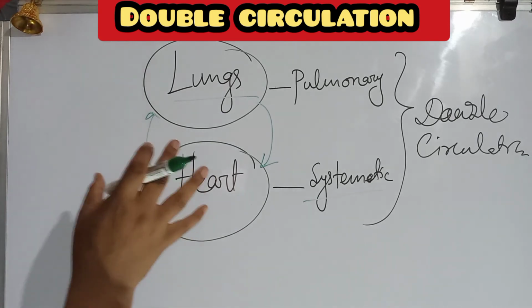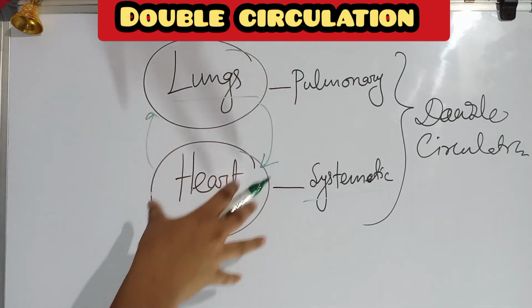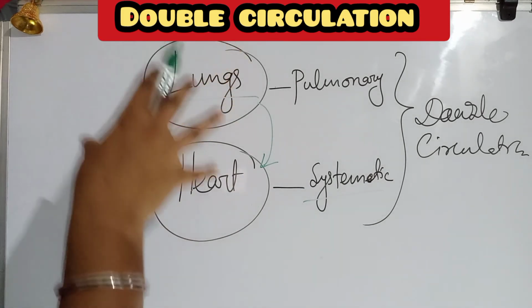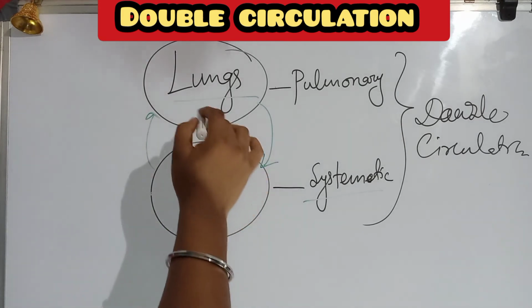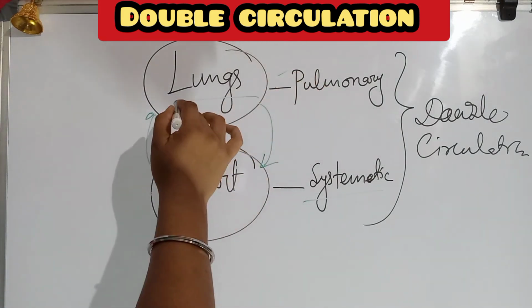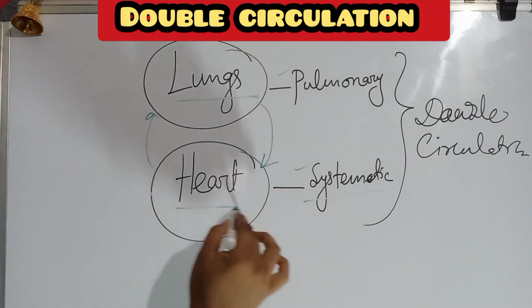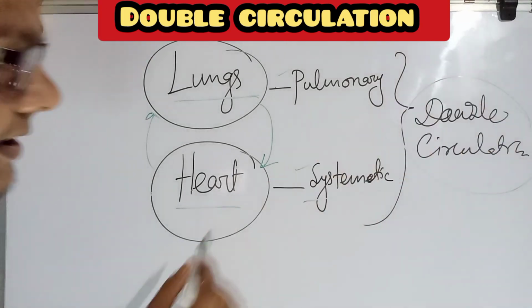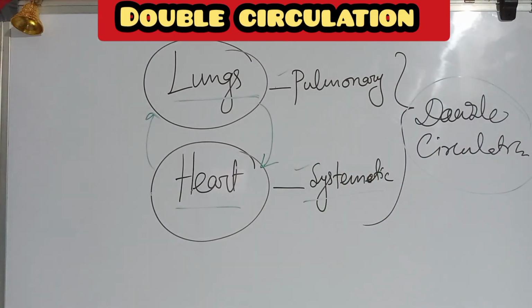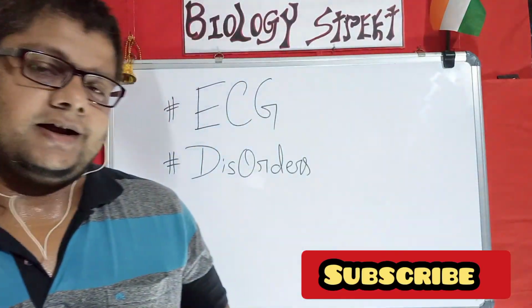That's why the function of the heart is complementary to the lungs, as well as the function of the lungs is complementary to the function of the heart. Okay, that's why this is the pulmonary system that takes place within the lungs and the systemic system that takes place within the heart, and altogether we can term it as double circulation. Got it? I hope you have understood this. I think that was enough to understand.